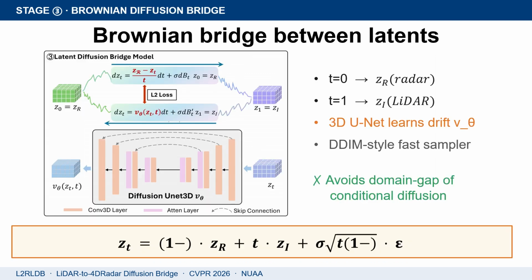Stage 3 is the heart of our method, the Brownian diffusion bridge. Instead of conditioning a standard diffusion model on LiDAR, we formulate translation as a Brownian bridge process directly between LiDAR and radar latents. The interpolant smoothly transitions from radar at time 0 to LiDAR at time 1 with controlled noise in between. A 3D UNet learns the drift, and a DDIM-style sampler enables fast, non-Markovian inference. Crucially, this avoids the domain gap problem that plagues conditional diffusion.